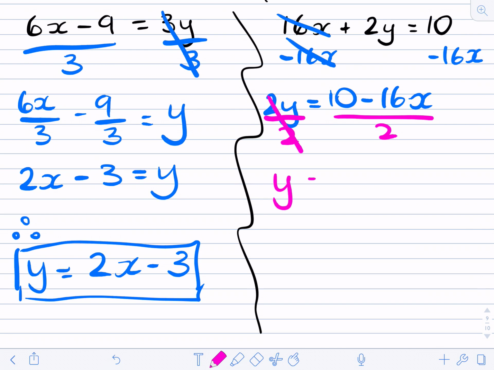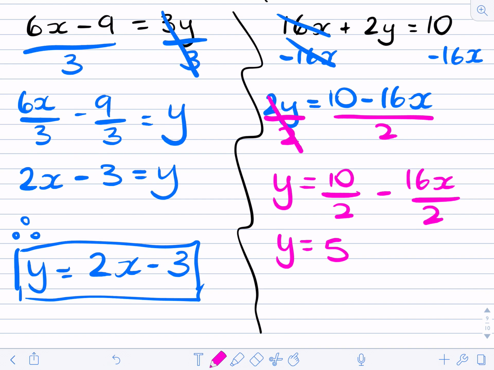And now I've got y equals 10 divided by 2 minus 16x divided by 2. So now I'm left with y equals 5, because 10 divided by 2 is 5, minus 8x. Now, this is not in the form of y equals mx plus b, so I need to just swap some things over.